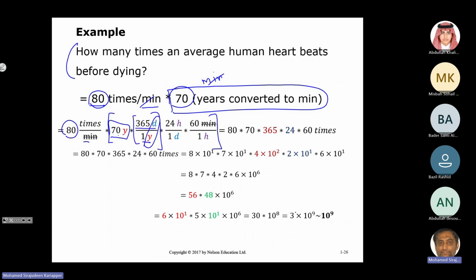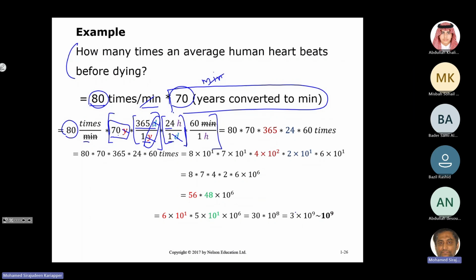1 year is 365 days. Right? So year cancels with year. If you multiply 70 by 365, you convert the years into days. But that's not good enough. I need it to be minutes. So the second step, now you have a day. Day should cancel. So 1 day is 24 hours. So you have converted the day into hours by multiplying by 24.